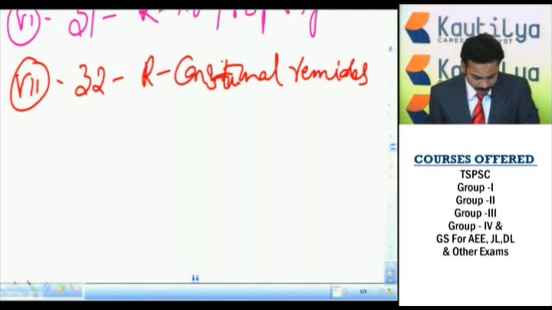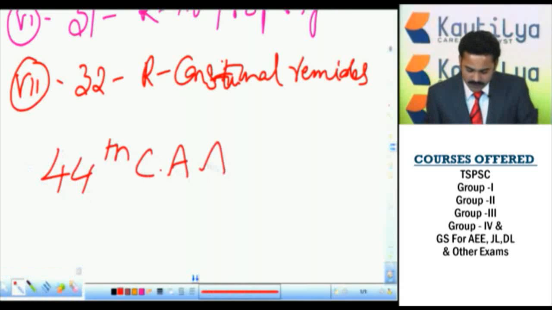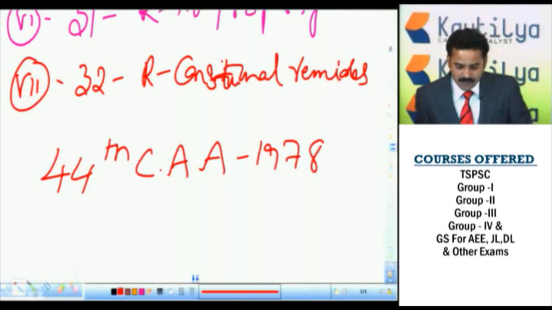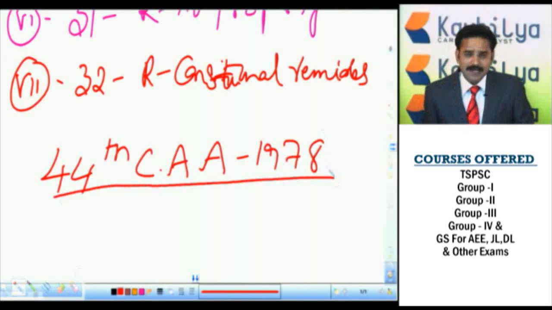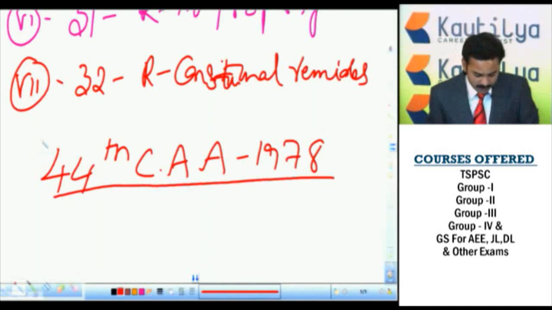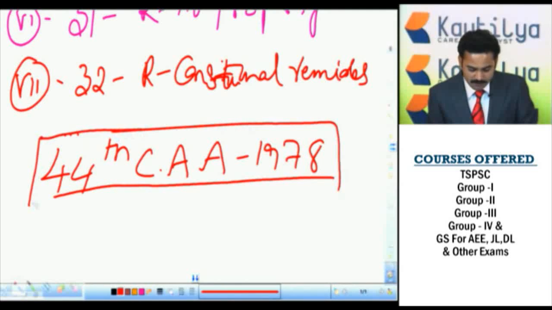Why? Because of the 44th Constitutional Amendment Act 1978, enacted by the Janata government under the leadership of Morarji Desai. This 44th Amendment Act 1978 eliminated the right to property from the list of the fundamental rights. As of now, today we have only 6 fundamental rights. This is one of the important bits we need to remember from the examination point of view. Right to property was deleted by which one of the following Amendment Acts? That is the 44th Amendment Act.